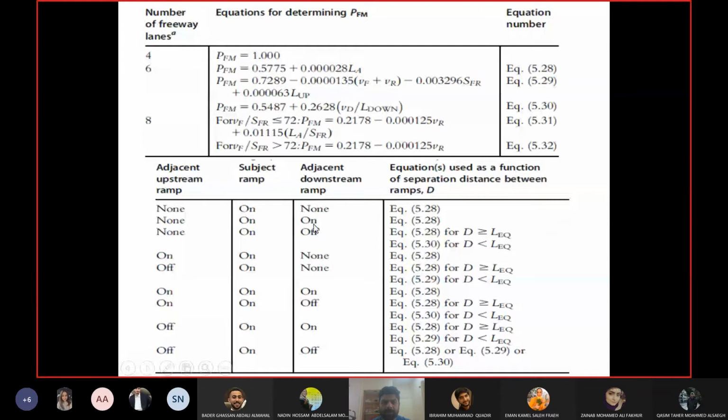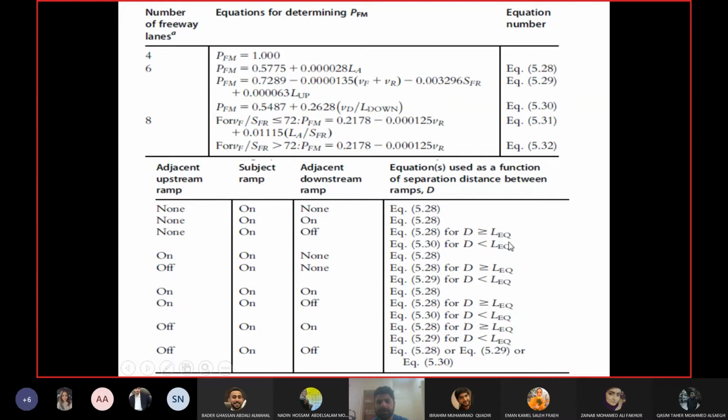If you have a downstream ramp which is an on ramp, then again you can use equation 5.28. If you have a downstream ramp which is an off ramp, then you will calculate the distance to that ramp, which will be d, and you will also calculate a term known as LEQ. If distance d is more than or equal to LEQ, then you will use equation 5.28. If d, the distance from your ramp to the downstream ramp, is less than LEQ, then you will use equation 5.30.